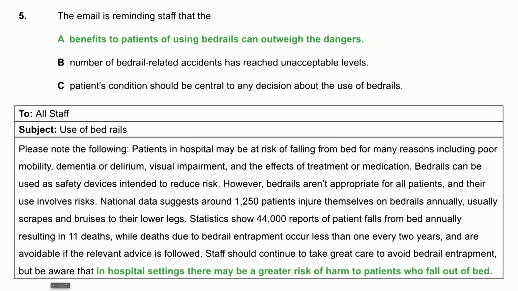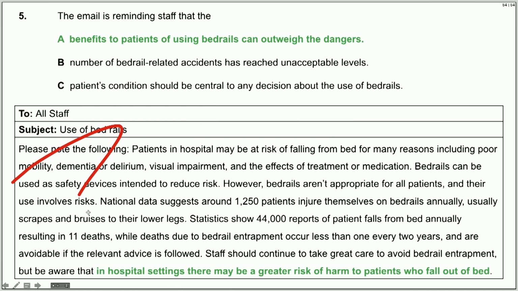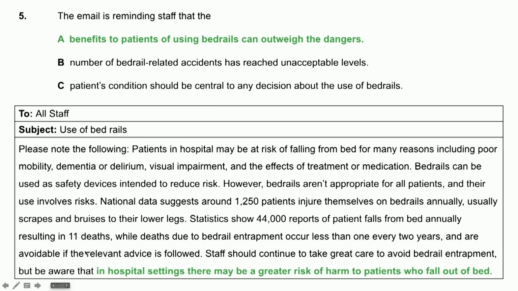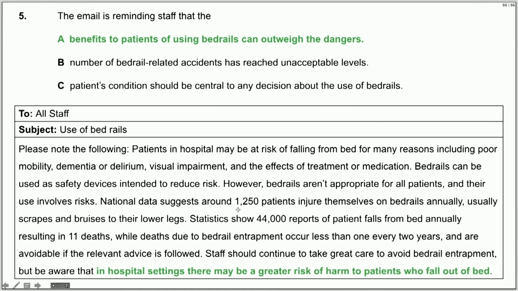So what happened to me with this one is I read through this carefully, and I noticed that it was talking about whether or not to use bed rails, and it mentioned some bad things about bed rails, but nothing really bad. 1,250 people were injured through bruises and scrapes. Okay, certainly not B. The number of bed rail related accidents has reached unacceptable levels. It said nothing about that. The patient's condition should be central to any decision about the use of bed rails. It just didn't mention that. And really, the overall gist of this was A.